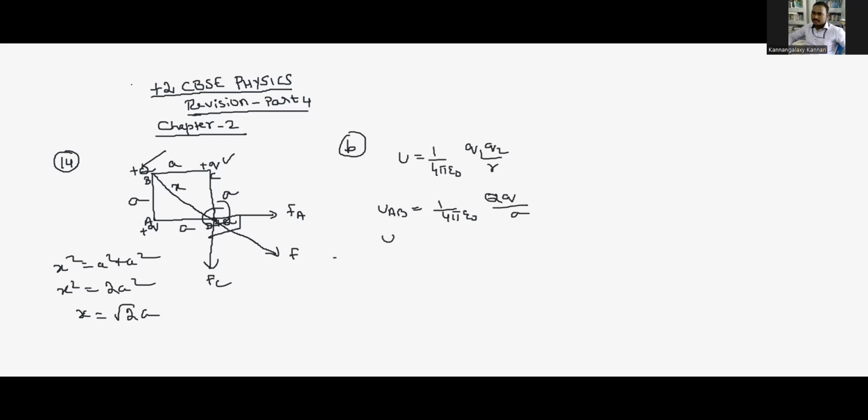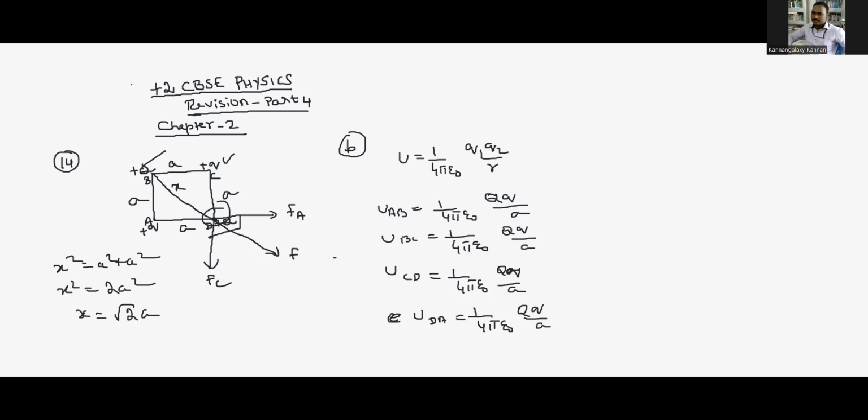U of BC is similarly 1 by 4 pi epsilon naught capital Q small q by A. U of CD is 1 by 4 pi epsilon naught, the electrostatic potential due to charges at C and D, so again Q q by A. Similarly U of DA is also the same, Q q by A. But we have these two pairs of charges, that is B and D, and A and C.